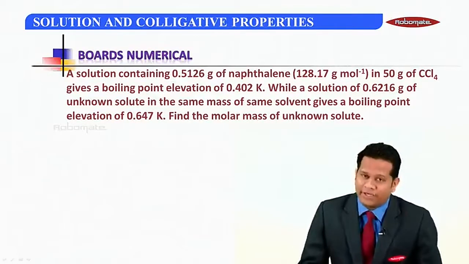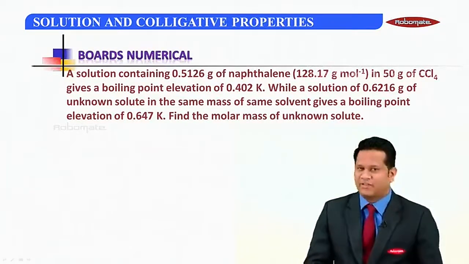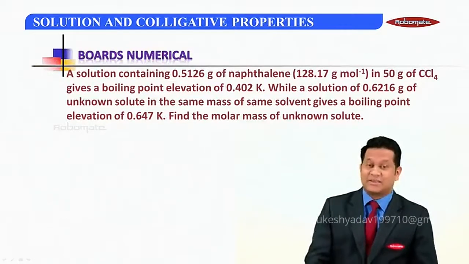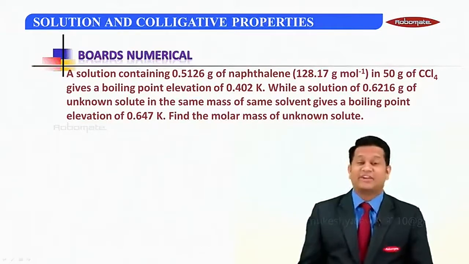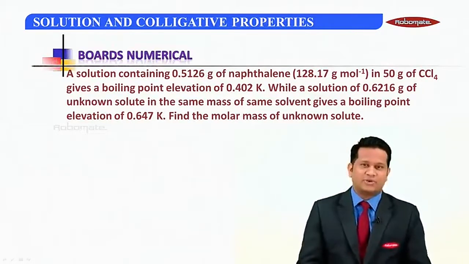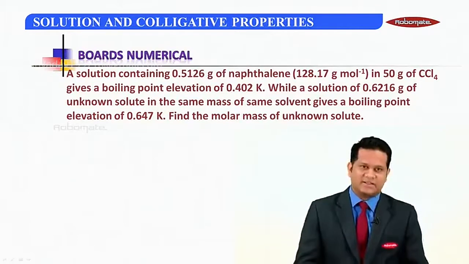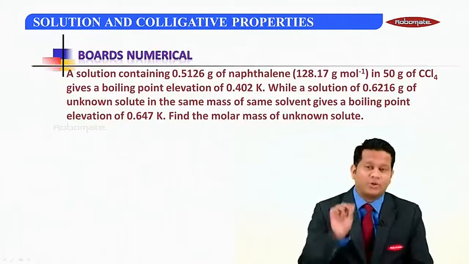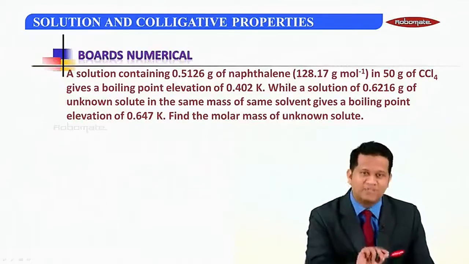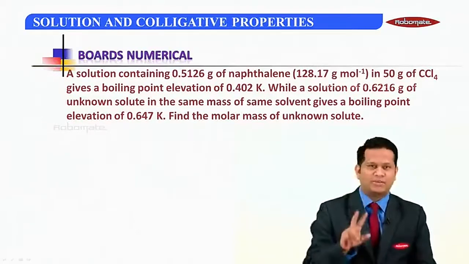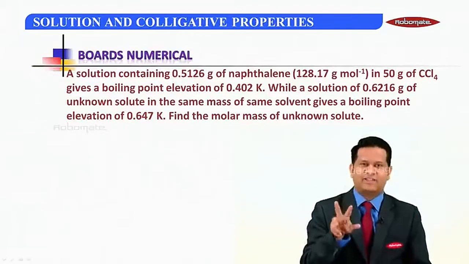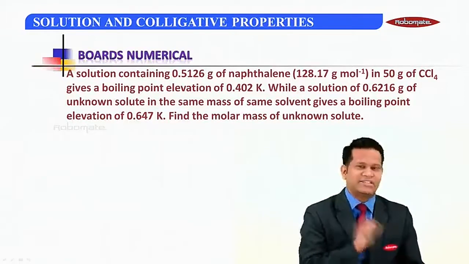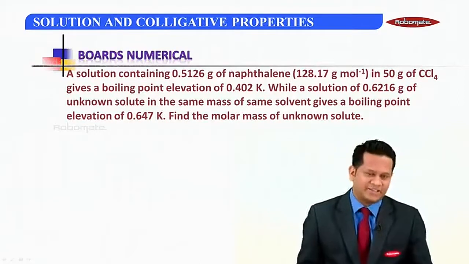gave a boiling point elevation of 0.402 Kelvin, while a solution of 0.6216. In this case, it means that there are two solutions. One is a solution of naphthalene in CCl4 and the second is a solution of 0.6216 gram of unknown solute in the same mass of the same solvent. So in one case the solution is naphthalene and CCl4, and in second case it's a solution of unknown in CCl4. Anyways, let's read the second solution.